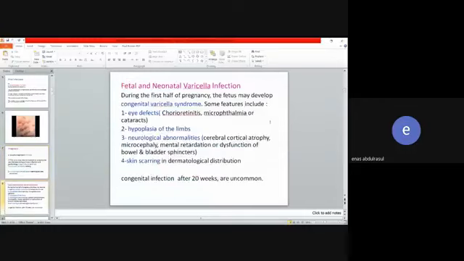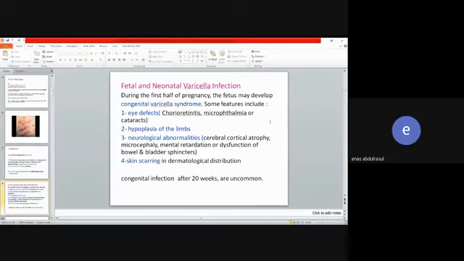What about the fetus and neonate? If the mother becomes infected with this infectious agent during the first half of pregnancy, that is to say, during the first 20 weeks of gestation, the fetus may develop congenital varicella syndrome. This is what I meant, that the child may be born with a congenital form of the disease.